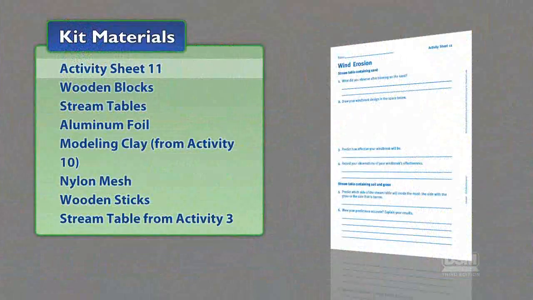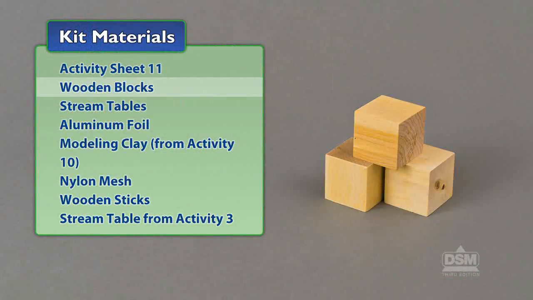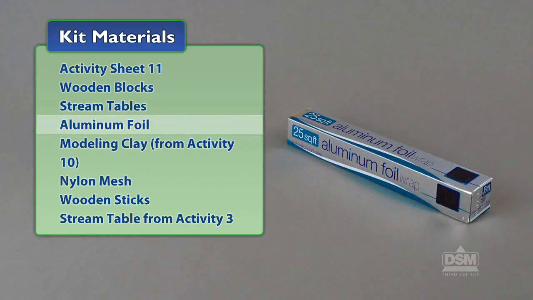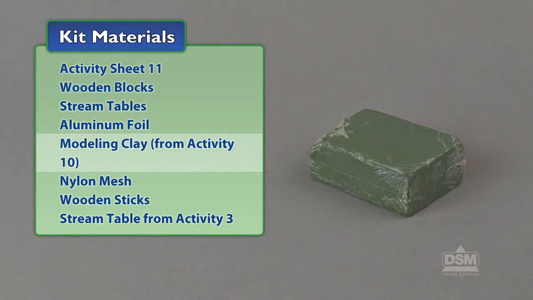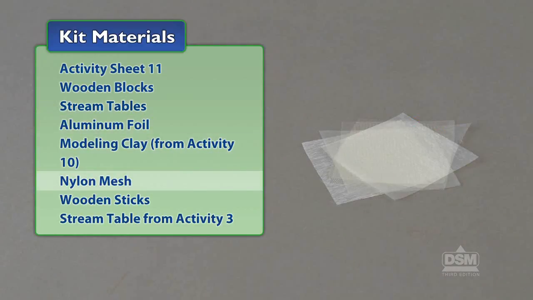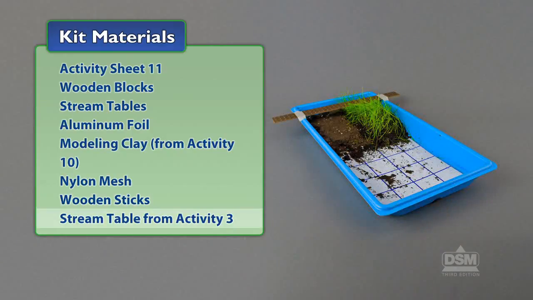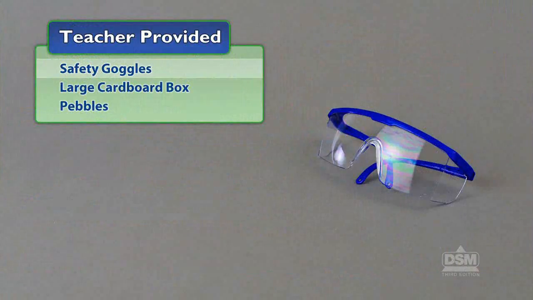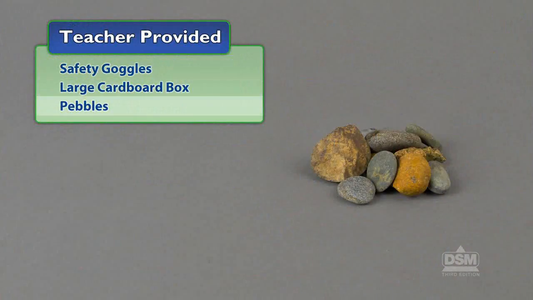You will need the following materials from the kit: Activity Sheet 11, wooden blocks, stream tables, aluminum foil, modeling clay from Activity 10, nylon mesh, wooden sticks, and the stream table from Activity 3. You will also need to provide safety goggles, a large cardboard box, and pebbles.